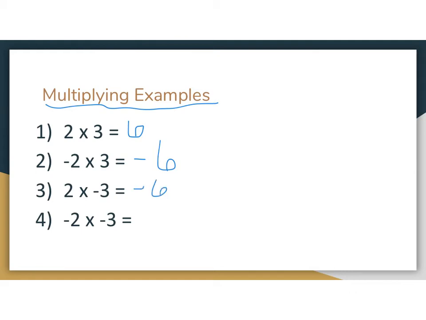It's -6. And last one, I have -2 times -3. Now, these numbers have the same sign, a negative times a negative. So that's going to give us a positive answer. So negative times a negative is positive, and positive times a positive is positive.